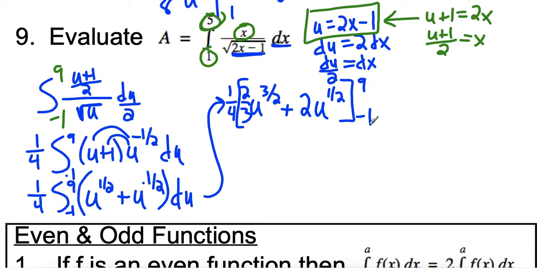I'm going to distribute that 1/4, so that's going to give us 1/6 u to the 3/2 plus 1/2 u to the 1/2.